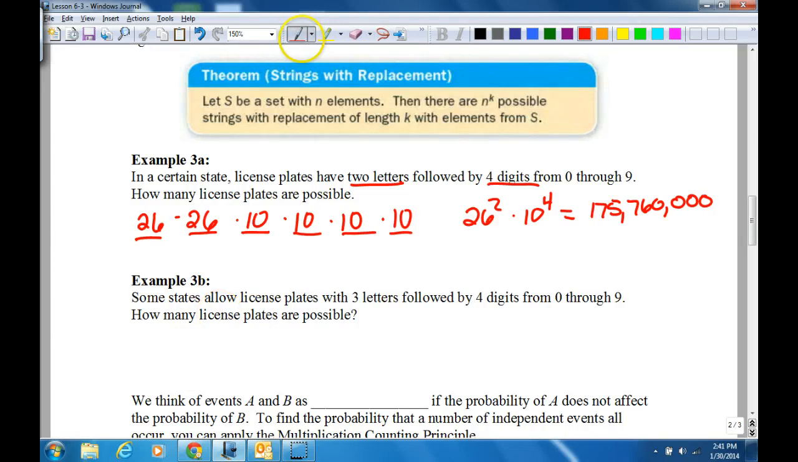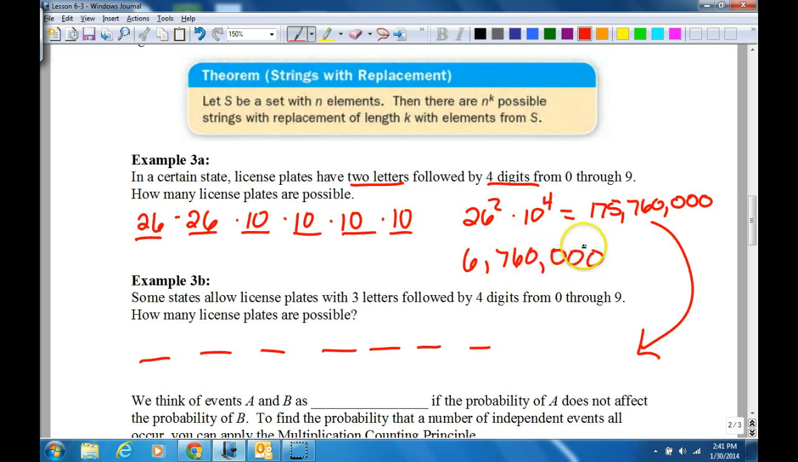All right, so we have 3 letters. You did the answer for 3A, the answer for 3B. 3A is the answer to 3B, and 3A is 6,760,000. Oh! You're right. So that goes here. This one should have been 6,760,000. Sorry, my eyes went ahead of the problem.